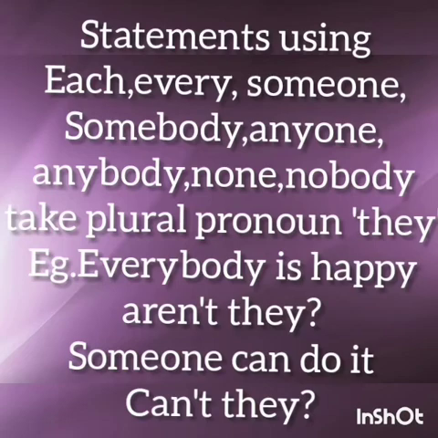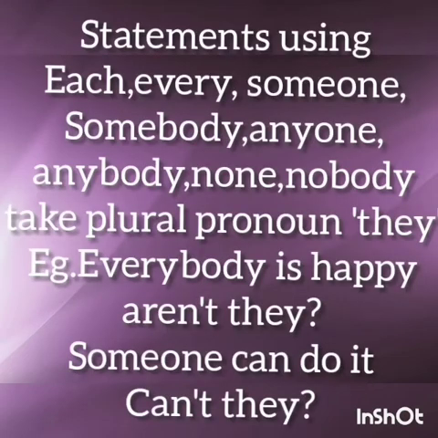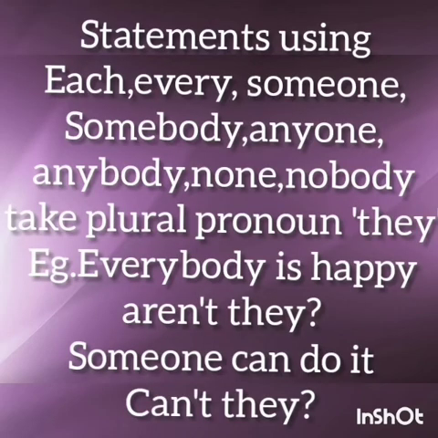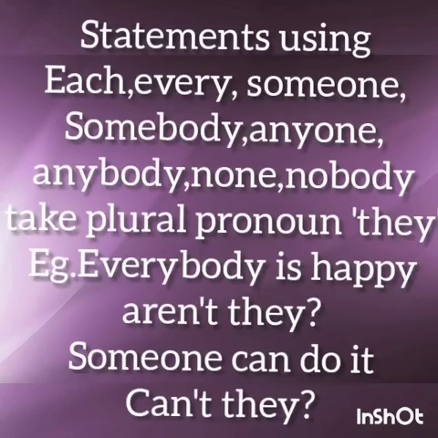So is, what is the plural? Are. The question is positive, so we are using aren't they. Next, someone can do it. So they is there, then can, can't. So what is the rule here? Someone, somebody, anyone, anybody, none, nobody take the plural pronoun they.